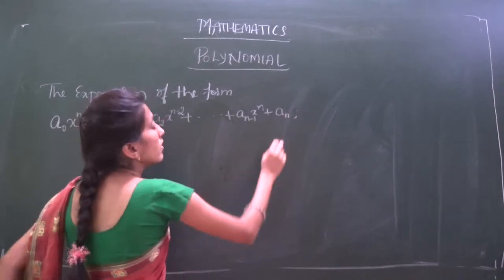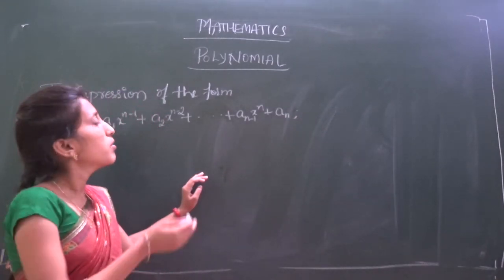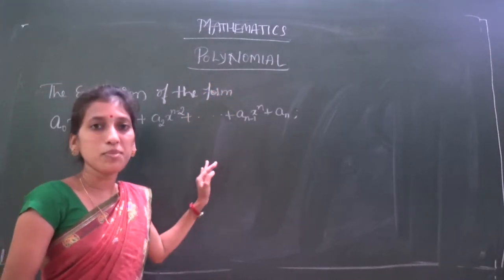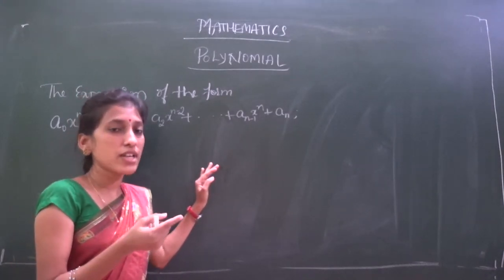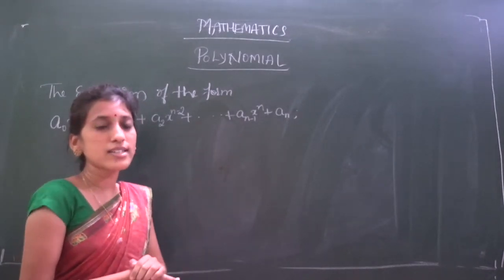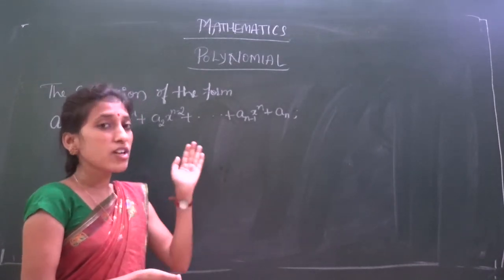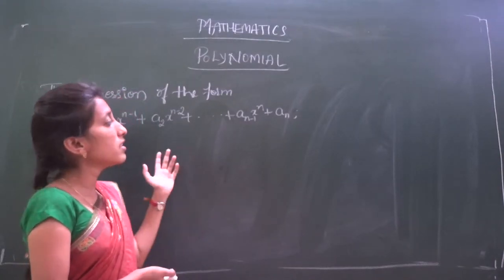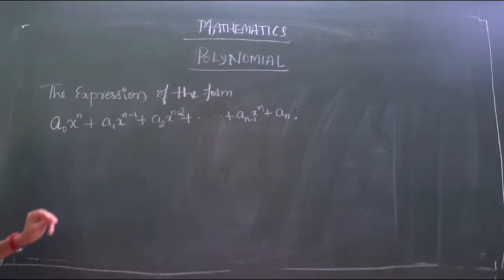Just keep in your mind, in the previous class, before starting this chapter on polynomials, we completed the quadratic equation. In the quadratic equation, we also took the general form, and that was equated with zero. The complete expression is equated with zero, but here we are not equating it with zero. Polynomial.